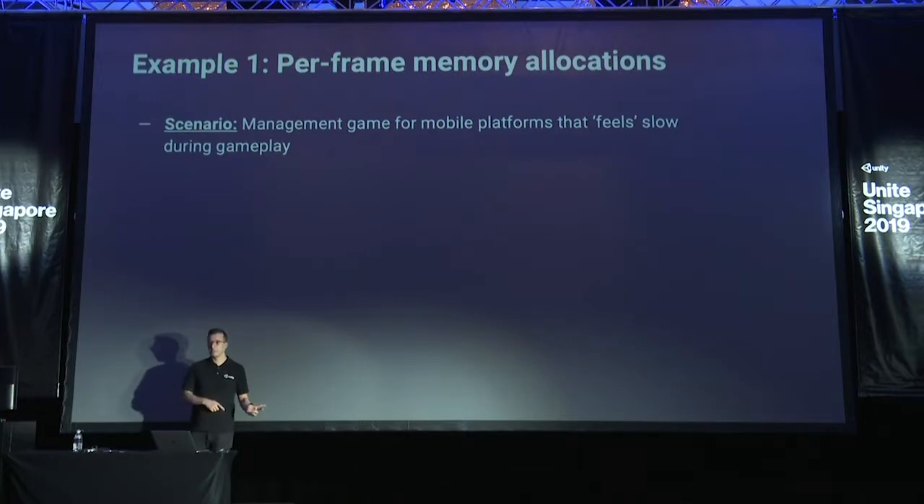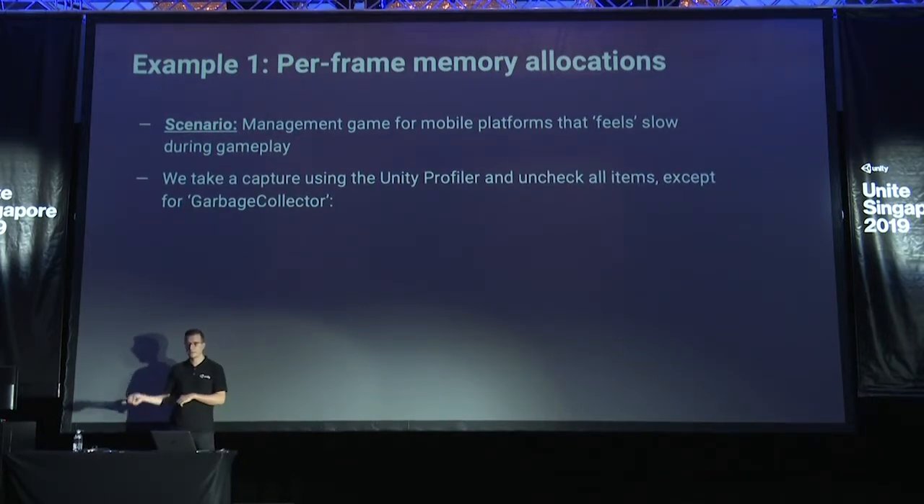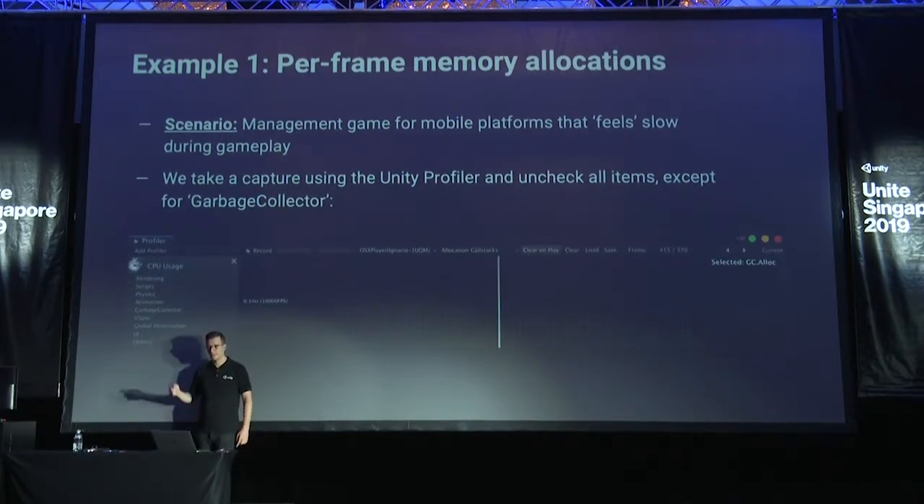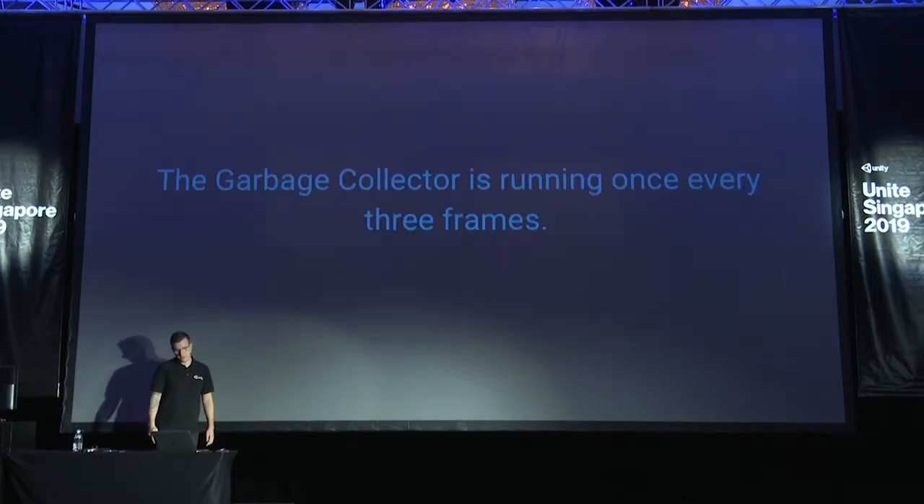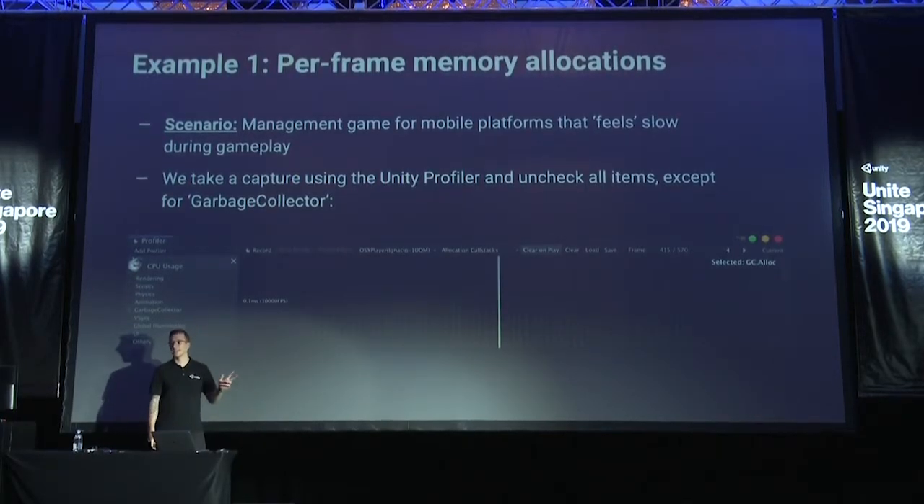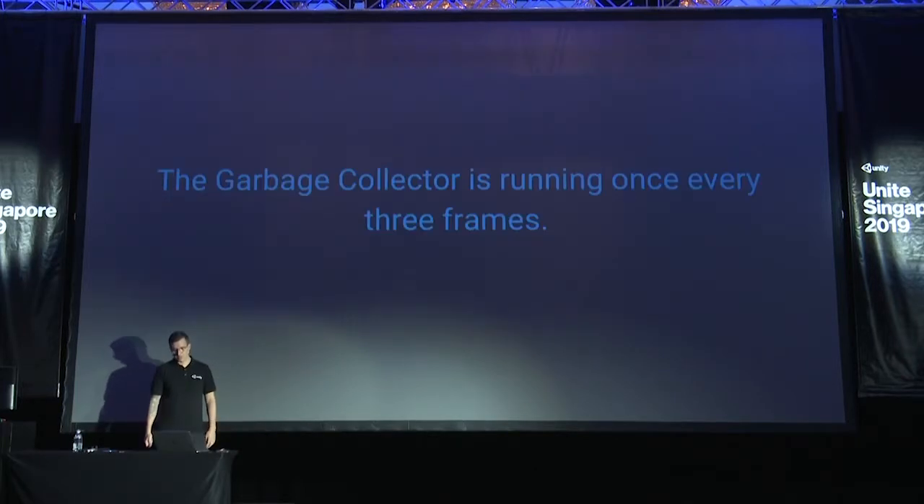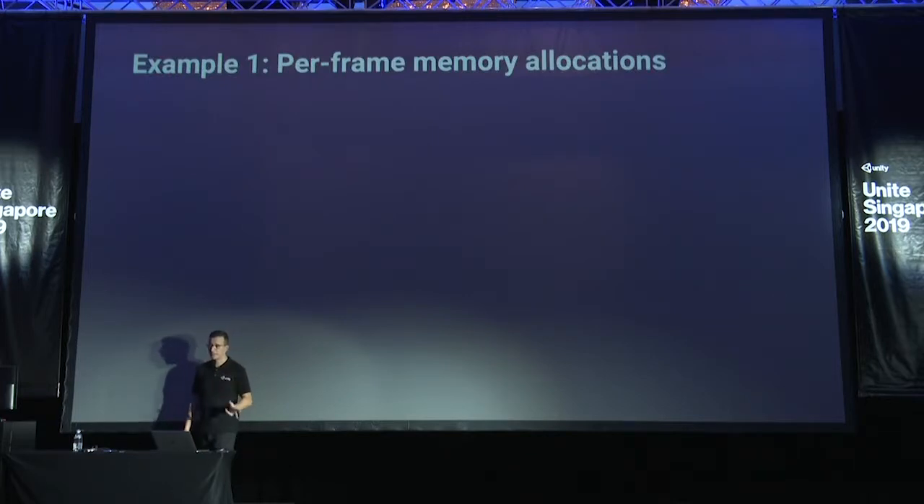There is a management mobile game that feels very slow during the gameplay. And this is something that we see very often. We go into the Unity Profiler, uncheck everything except the garbage collector. And what we see is a picture like this. We have quite a lot of spikes going on here. And what it means is that the garbage collection, in this example, was kicking in every 3 seconds. So if we do this every 3 seconds, if we have this huge spike, it's not ideal.